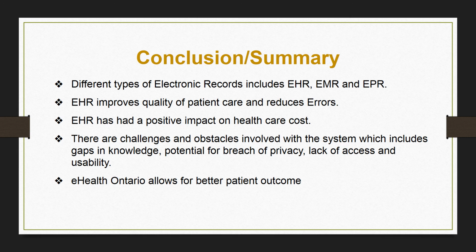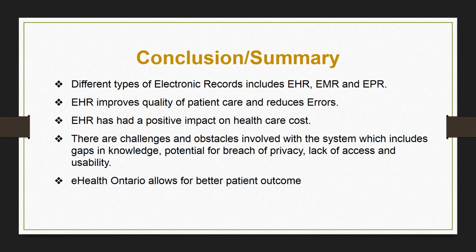There are also challenges and obstacles involved with the system, which include gaps in knowledge, potential for breach of privacy, lack of access, and usability. Breach of privacy would include hacking of the electronic health record that contains patients' sensitive, personal, and medical information. With paper charts, accessibility was easier in the sense that it wasn't password protected, and if information needed to be accessed, it would be more readily available than an electronic health record would.